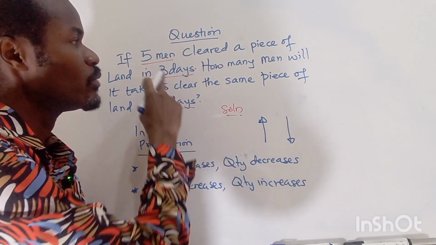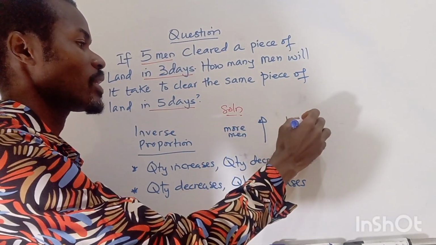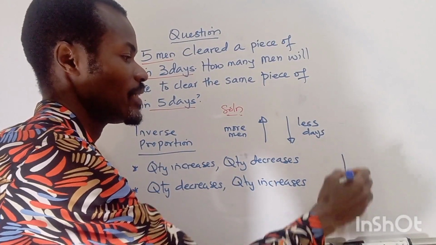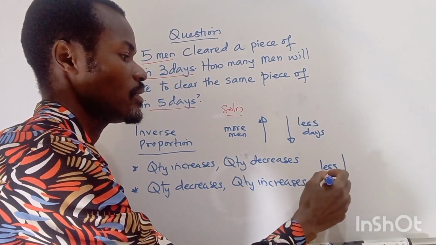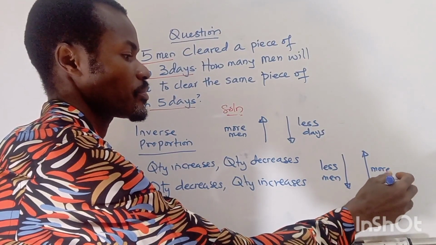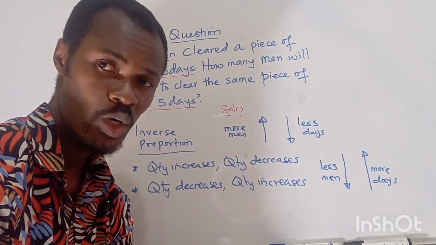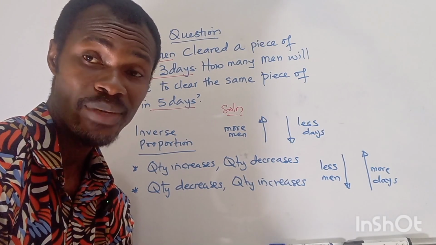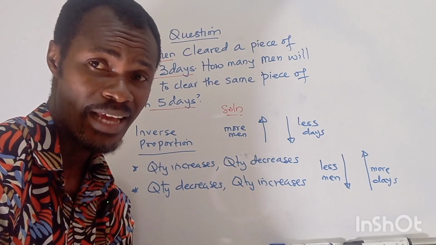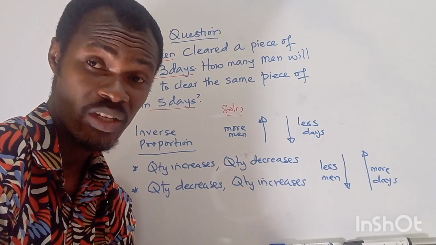Okay. In this case, we are dealing with men and days. So if we have more men, we have less days to do a job. If we have less men, we are going to take more days. A good example of this is imagine someone cleaning the dishes. If just one person is cleaning the dishes, it could take 1 hour. But if 2 persons are now involved to clean the same dishes, it could take less than 1 hour. Sometimes it could take half an hour.